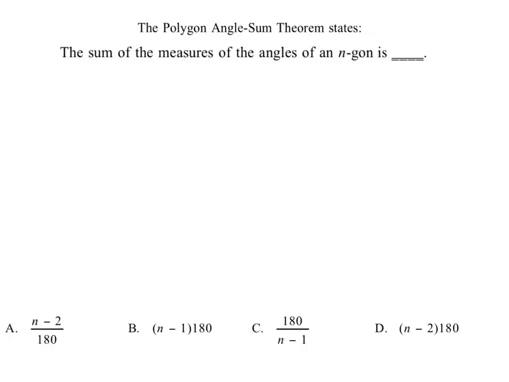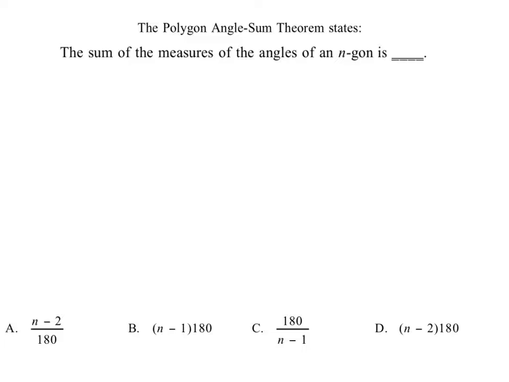Okay, the polygon angle sum theorem states the sum of the measures of the angles of an n-gon. Remember, what we're doing is we're saying we want to find out what all the angles total. It doesn't matter whether it's weirdly, irregularly shaped. If it is, let's say, a pentagon, all pentagons' interior angles add up to the same thing, no matter which individual angles there are. They always sum up to, in the pentagon's case, 540.